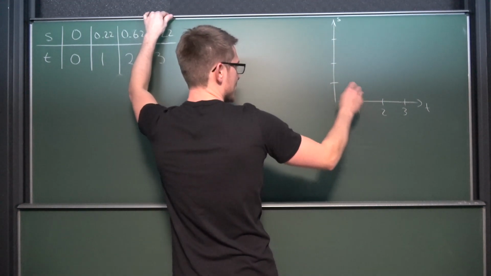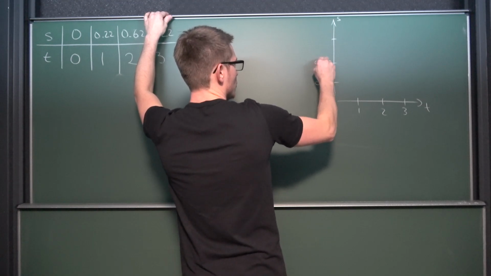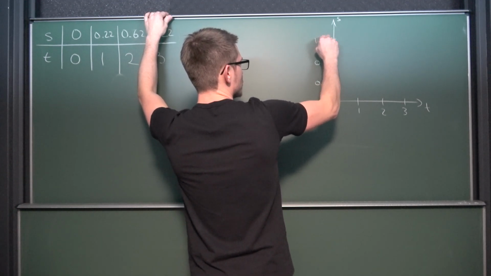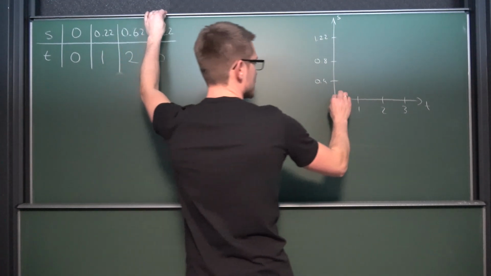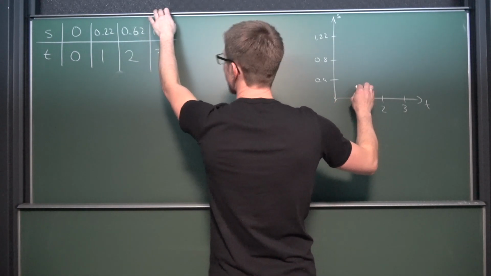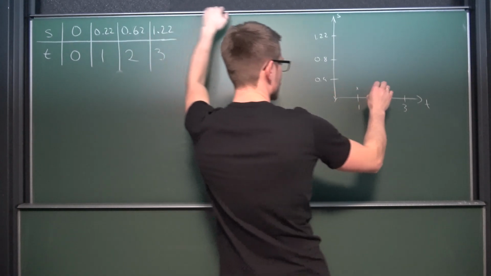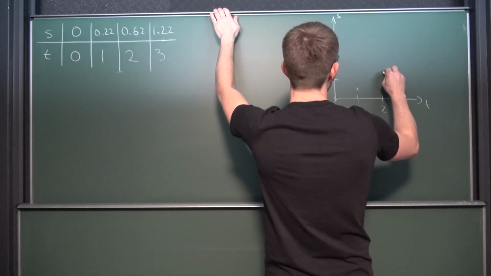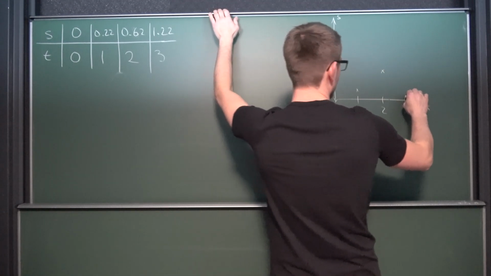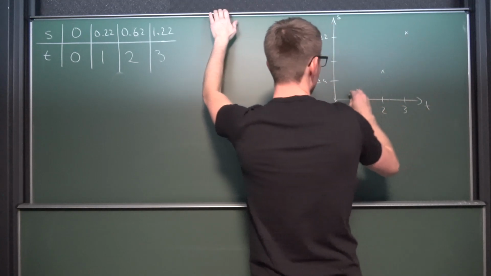Then right here is the s-axis: 0.4, 0.8, and 1.22. And now we can plug all the points in: 0, 0. We got 1 and 0.22. We got 2 and 0.62. And we got 3 and 1.22.